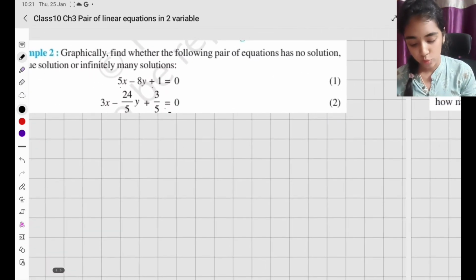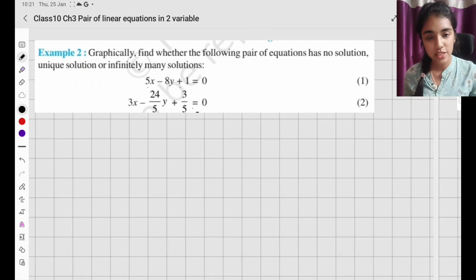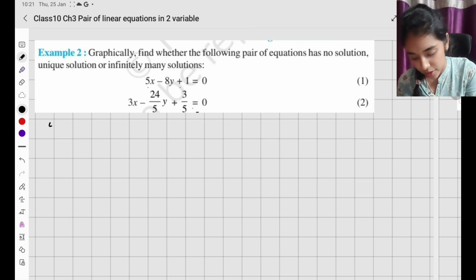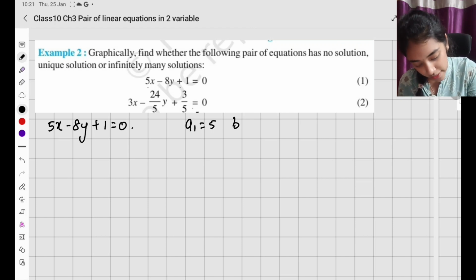Now, example 2. Now let's solve this also. So first of all, before finding the solutions, we'll solve using the ratio. Now, let me first write it in the default way. So I have 5x - 8y + 1 = 0. So from this I have a1 = 5, b1 = -8, c1 = 1.